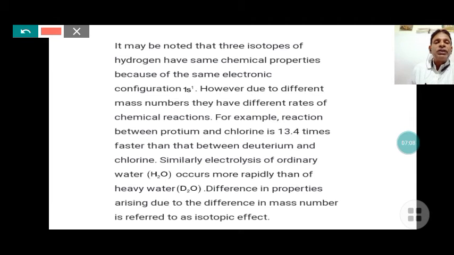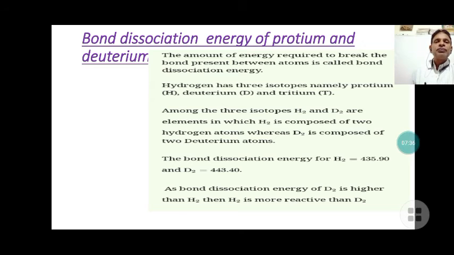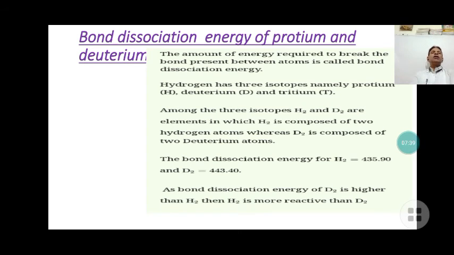The difference in property arising due to the difference in mass number is referred to as the isotopic effect. That is, due to the isotopic effect, the rate of reaction of protium is the fastest, the rate of reaction of deuterium is intermediate, and the rate of reaction of tritium is very slow, the least, due to their different mass numbers. Here, the bond dissociation energy of protium and deuterium is responsible for the rate of reaction.